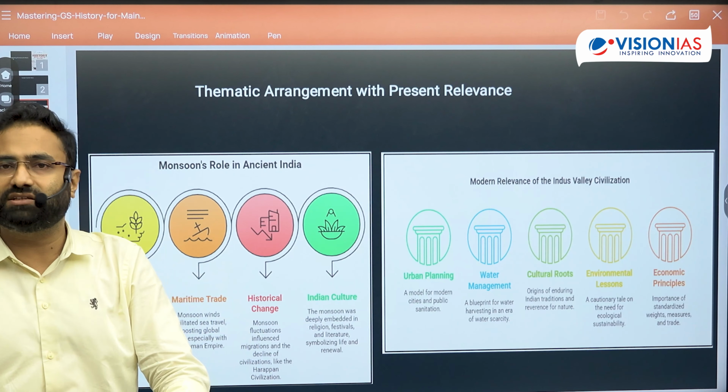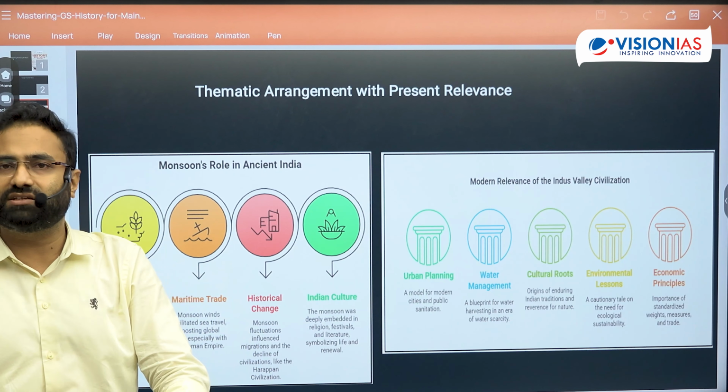Then there is the high impact value addition. Basically, as I have shown you certain diagrams, and I'll show you the material also, there will be thematic coverage based upon the high value topics, with examples, facts and data. Lastly, the current affairs integration, which is a very important thing. So current affairs are also integrated.